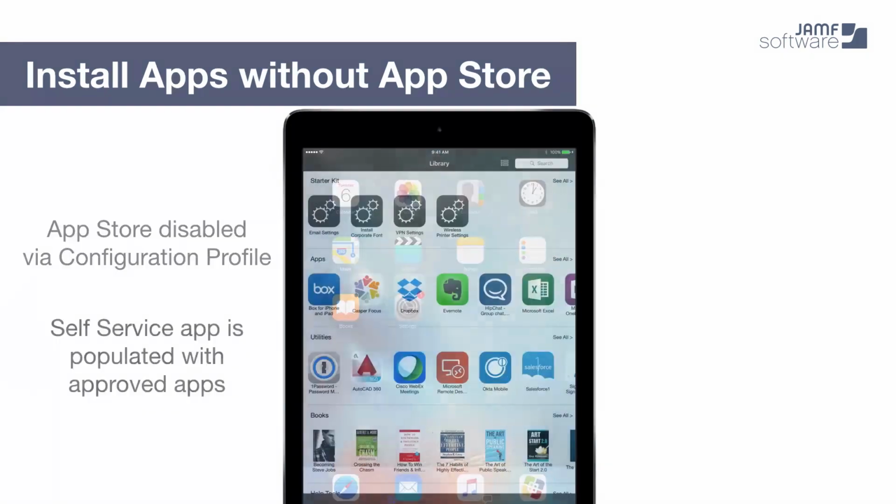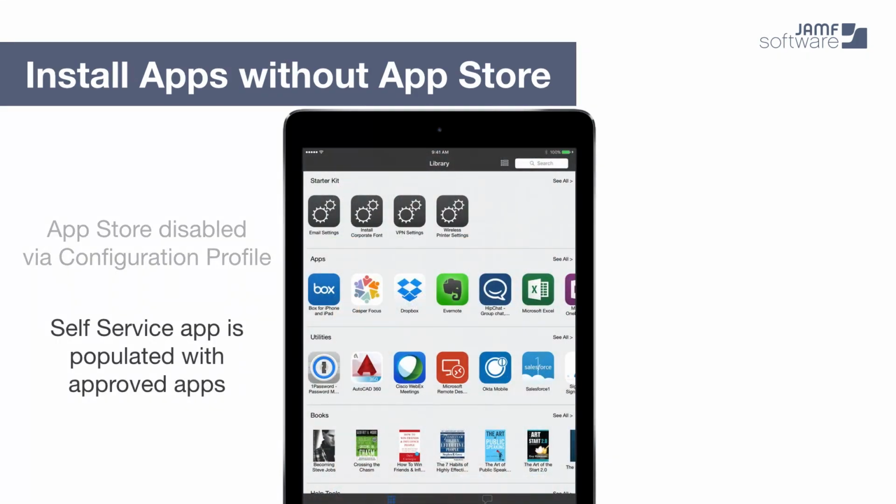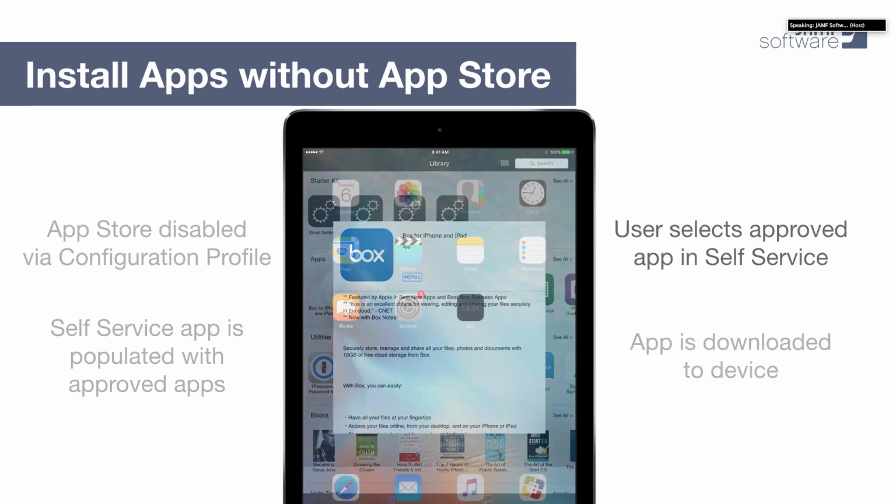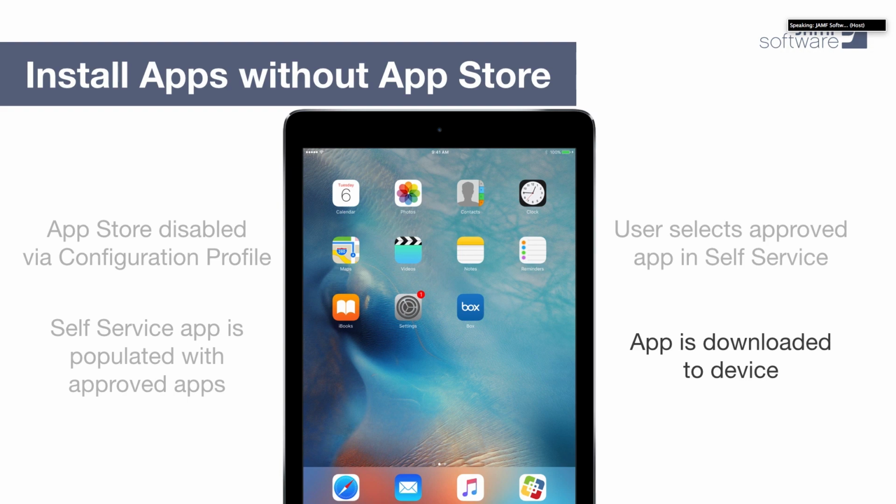But what they can do is they can use self-service. And self-service is kind of like your internal app catalog that you as IT can populate with all of the approved apps that you want to have on there. So you can see in this scenario, we've got things like Box and Evernote and HipChat, all appropriate apps for work. The user simply selects the app that they want in self-service and taps that install button. And just as if they were downloading it from the App Store, it downloads to the device. Very easy, very simple, and very handy if you are really wanting to control these devices a bit more without having the App Store on them.